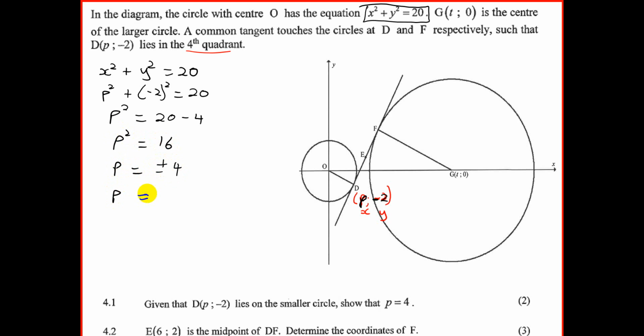If we look at P, the x value is positive. It's on the positive side of the x axis, and therefore we get P to be 4. We're going to go to the next question.